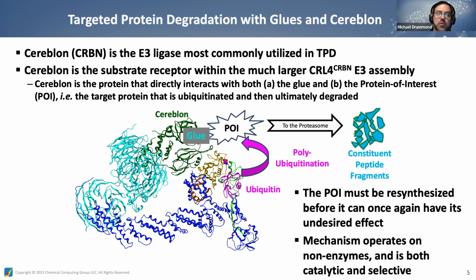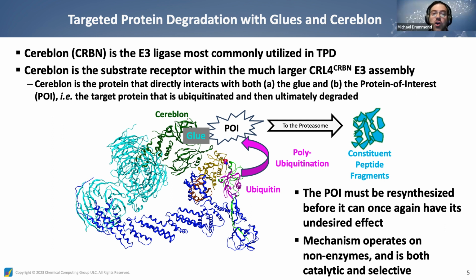And then once you have enough ubiquitins transferred over to that POI, that is the native signal for that protein of interest to be sent off to the proteasome and degraded back into its peptides. Now, what we're doing with a molecular glue is we're hijacking this system so that we are not restricted to the naturally occurring protein of interest.